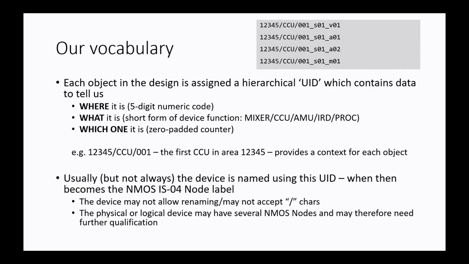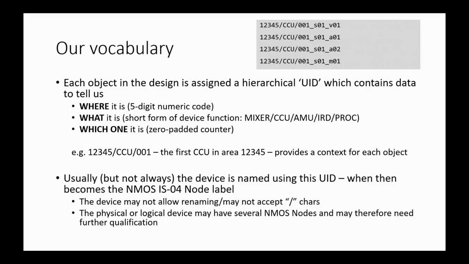We give it a code, which we call a unique ID. Where it is, that's 5 digits. What it is, it's a CCU. And which CCU is it? Oh, it's 1, it's the first one. Doesn't mean it's camera 1 in any particular control room. It's just the first CCU in our infrastructure. So this gives us a context for every object in the design. And in fact, those UIDs appear on AutoCAD schematics. They appear in IP address tables. They are our shorthand of knowing which object we're talking about.